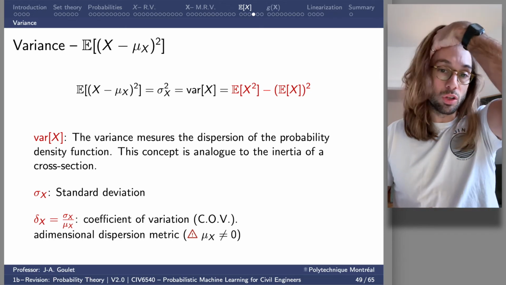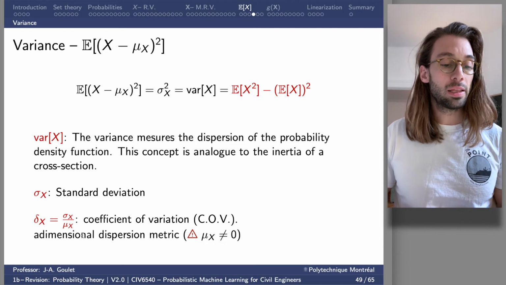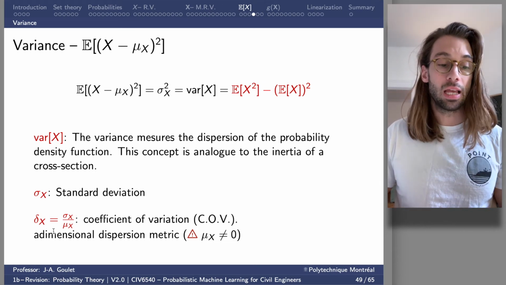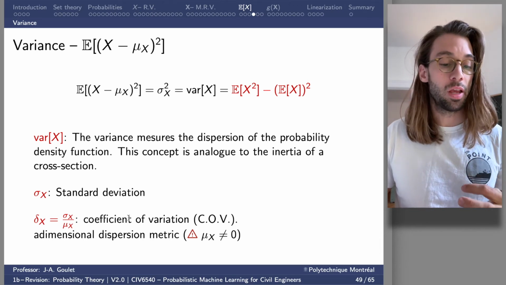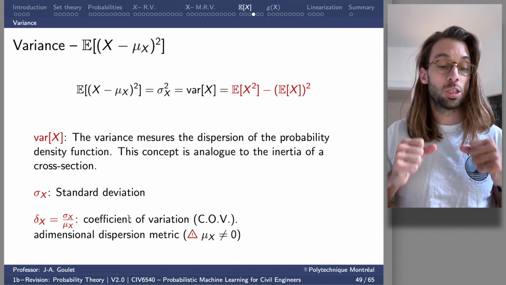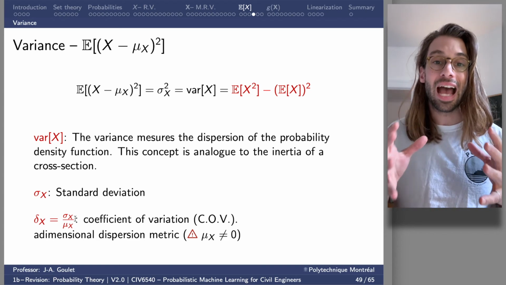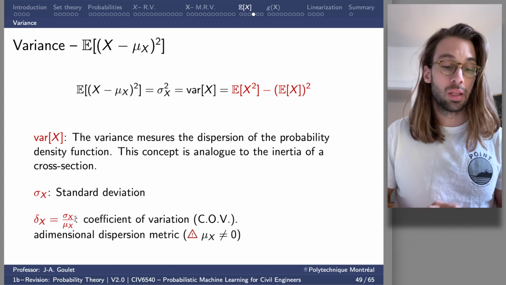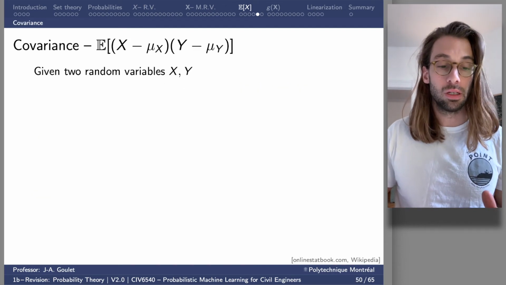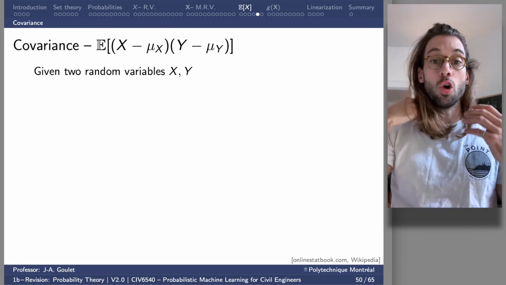Another quantity that is often referred to in the literature is the coefficient of variation. So delta x is defined as the ratio between sigma x and mu x. Okay, this is my coefficient of variation. And this is an adimensional dispersion measure, okay? So here it represents how much variability I have as a function of my expected value. And in this case, this is going to be defined, of course, if mu x is different from 0. In other terms, we need to look at the covariance, okay?